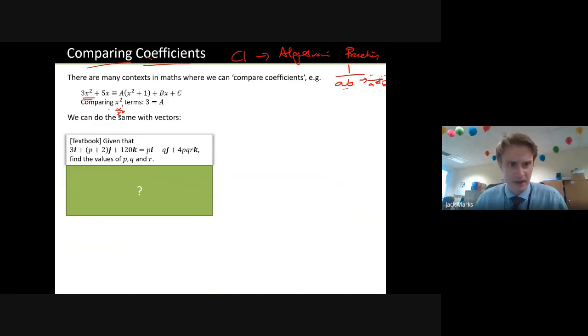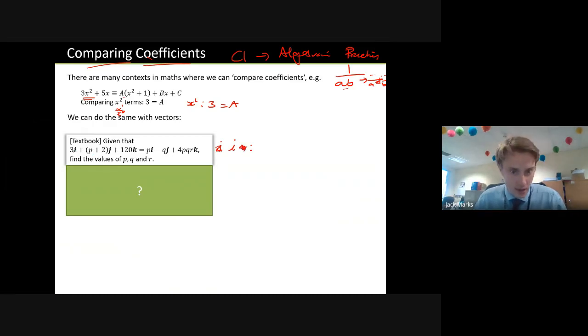So we can do the same with vectors. Here, if we compare the x squareds, there's 3 on the left, and on the right, there will be a lots. So that's where that came from. We can do the same here. So i's and j's and k's, you can compare coefficients of i, j, and k. So the i's on the left should be equal to the i's on the right.